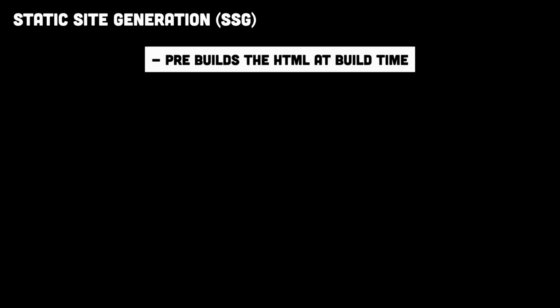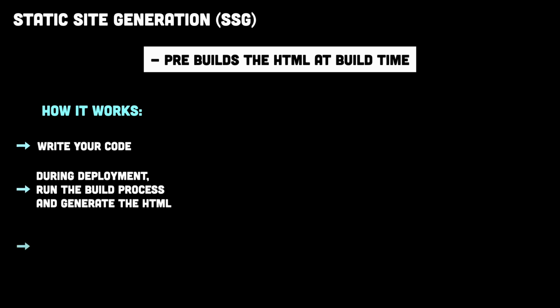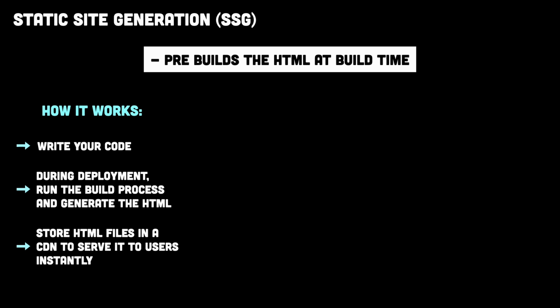Well, static-site generation pre-builds the HTML for every page at build time. This means all your pages are generated once when you deploy the site and then served as static files. How this works is, you write your code, which is usually in a framework like Next.js, Astro, or Hugo, and then during deployment, the framework runs a build process to fetch any necessary data and generate HTML files. These HTML files are stored on a CDN and served instantly to users.